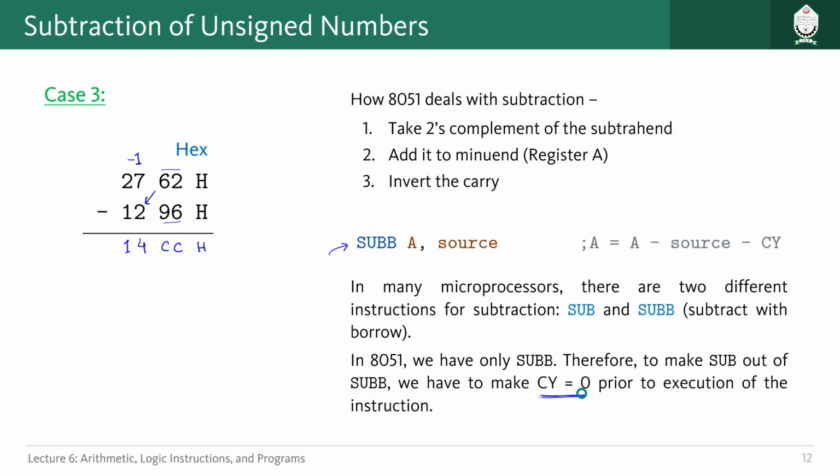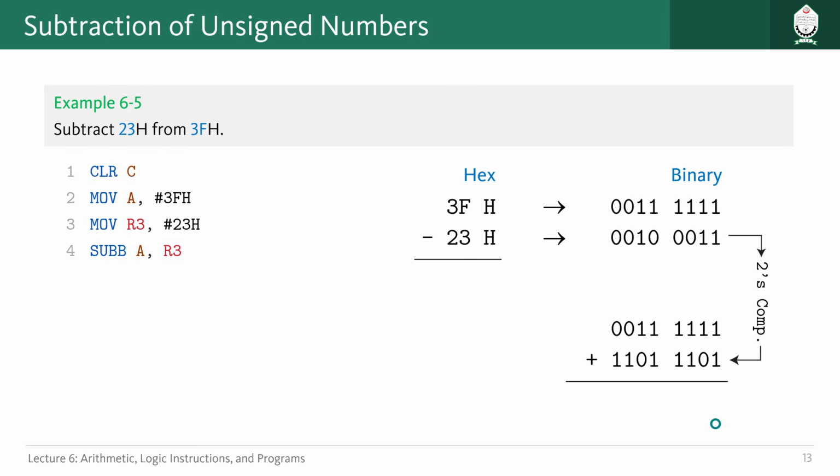Because we don't have a separate instruction like SUB and SUBB like we have for addition, ADD and ADDC. Whenever we use ADDC, it actually takes care of the carry if there is any, and adds that. And for normal addition, we don't have to worry about the carry. Now let us look at some example programs for subtraction of unsigned numbers.